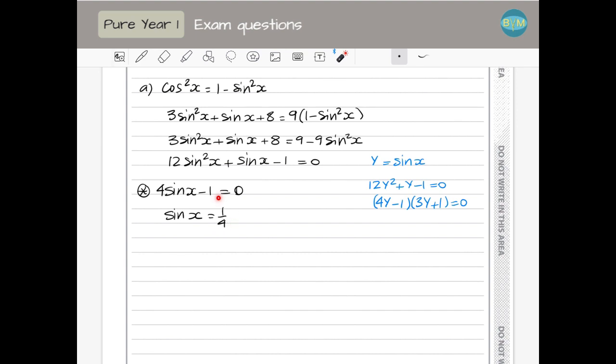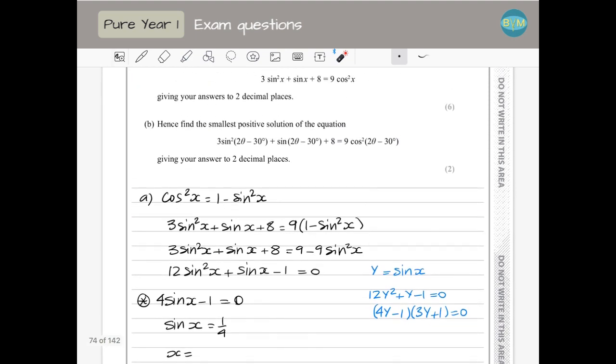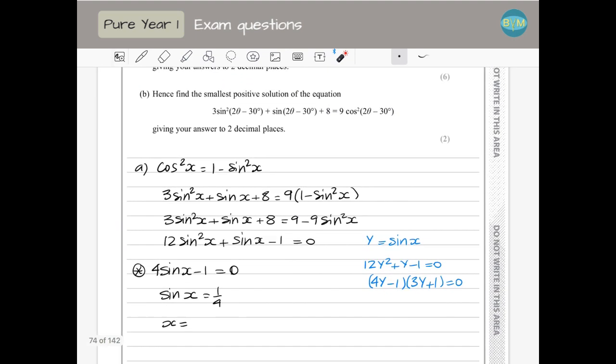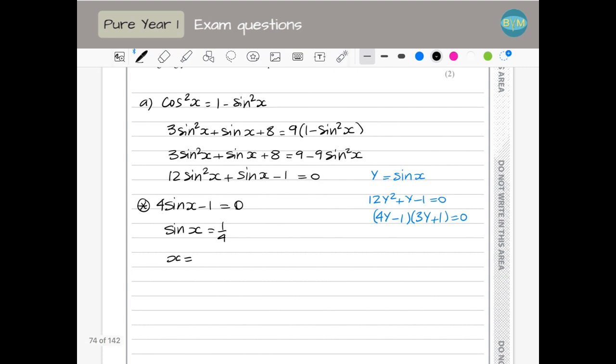Now, once I have sine x equals 1/4, I just do inverse sine with the calculator. Be sure that you are in degrees, because we are working in degrees, and find the first value of x. They ask me to round to two decimal places, so I do that with the calculator, and I find that x is 14.48 degrees. That's the first solution. I need to find the others.